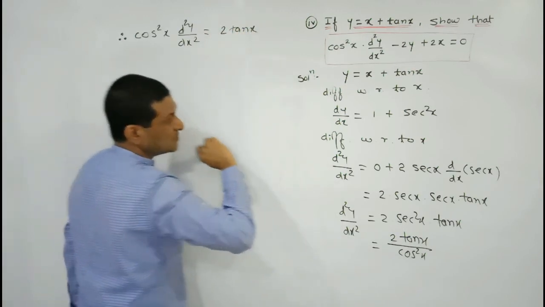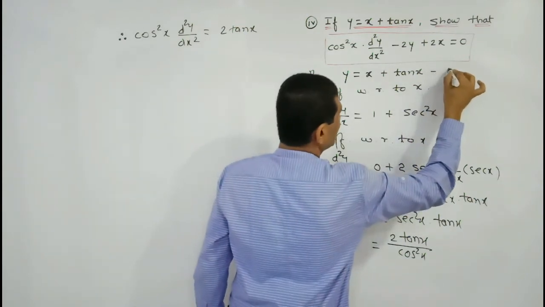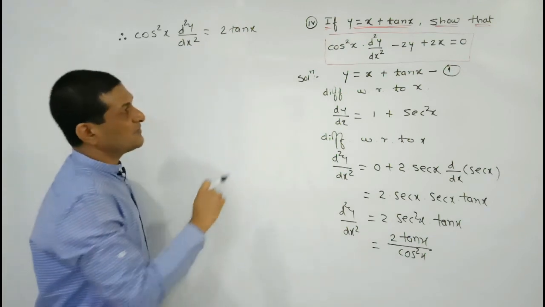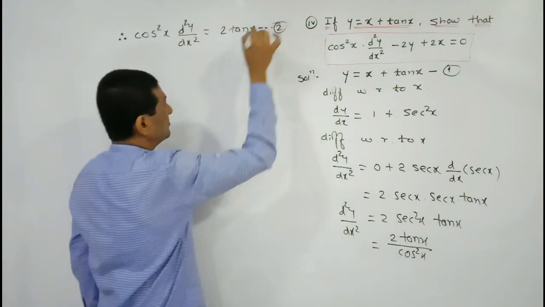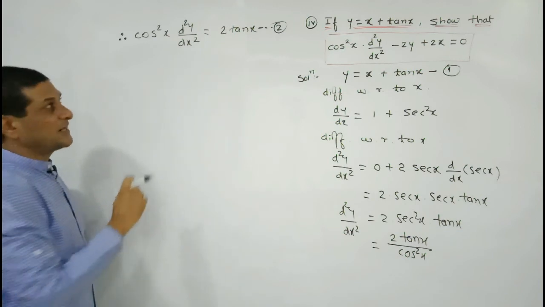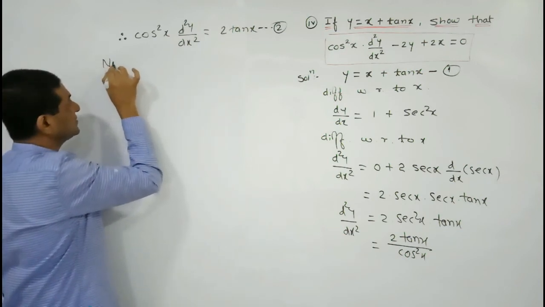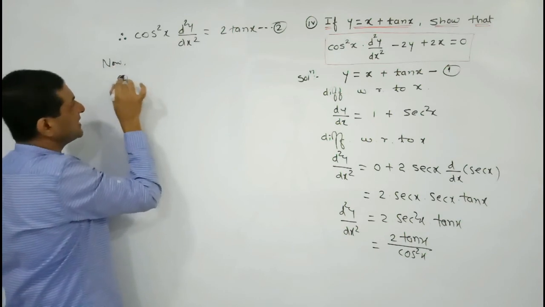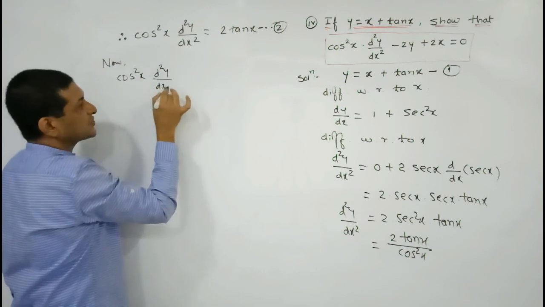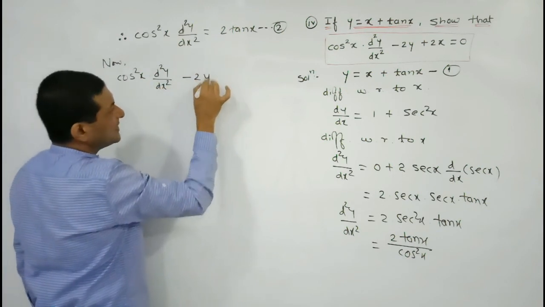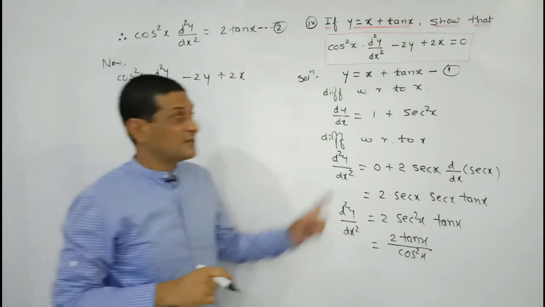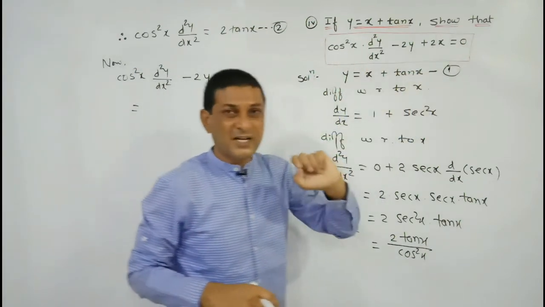So let us denote this value by equation number 1, and this value by equation number 2. Now we are considering the left hand side of our required result. What is the left hand side? cos square x into d2y upon dx square minus 2y plus 2x. Simplifying it, let us try to show that the value of this left hand side is equal to the right hand side, meaning 0.